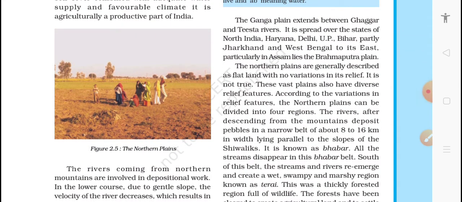And the Ganga plain extends between the Ghaggar and the Tista rivers. It is spread over the states of North India: Haryana, Delhi, UP, Bihar, partly Jharkhand, and West Bengal in the east. Particularly Assam lies in the Brahmaputra plain. So you might have heard that every year Assam goes through floods.